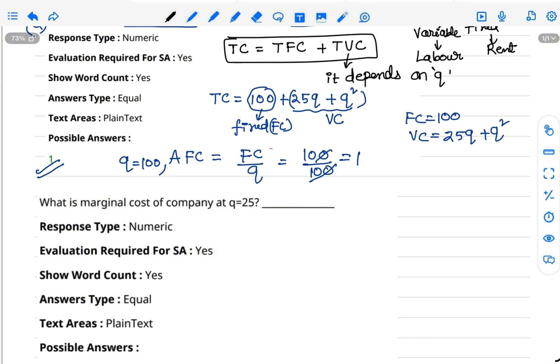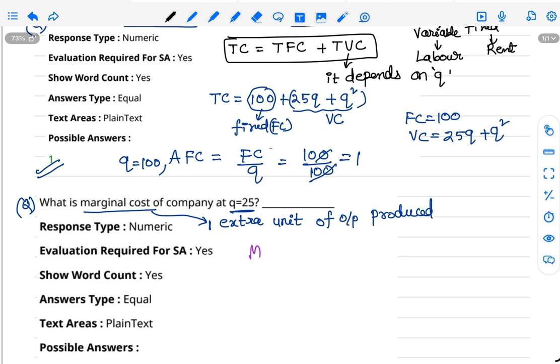And for the next question, what is the marginal cost? Marginal cost always means one extra unit, one extra unit of output produced. What is the marginal cost of the company at Q equal to 25?